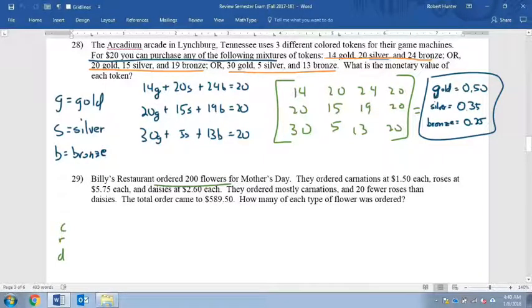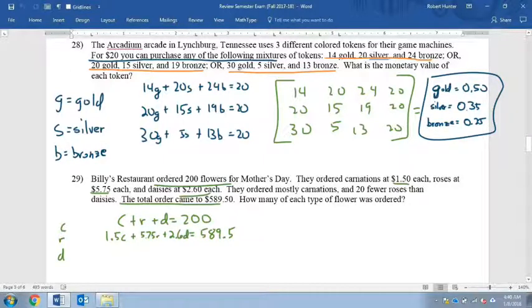Okay, so first things first, they ordered 200 flowers. Well, that's just a total. So if we take the carnations plus the roses plus the daisies, it equals 200 flowers. Cool. Next, they gave us the price of each. So that's my grocery list. The carnations are $1.50, so just 1.5 because you don't need the 0. Roses are $5.75, and daisies are $2.60. And if you look at what they paid, it says the total order came to $589.50. So my grocery list came out to $589.50.